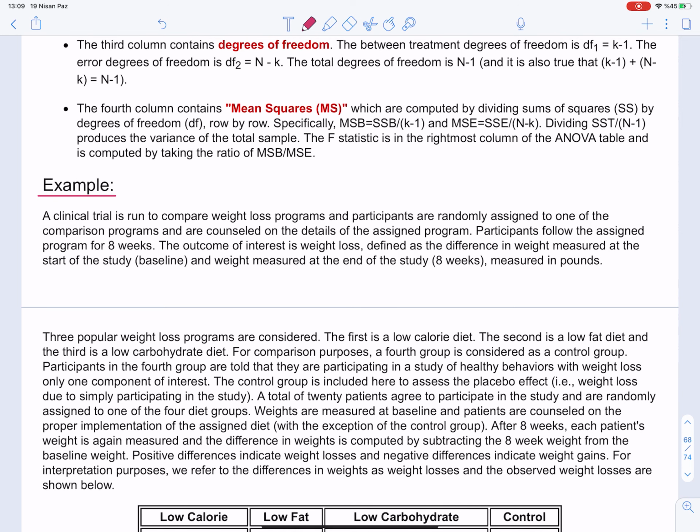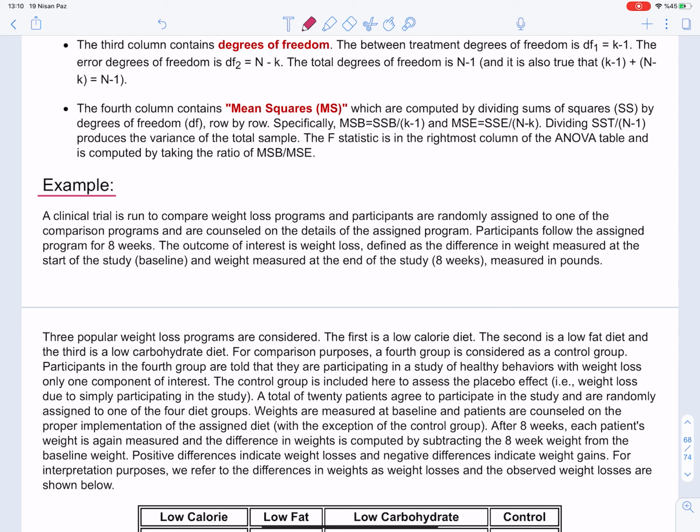Although it's not related to biostatistics, it's not business statistics. It's more like a biostatistics example, but it is a good example, and I am sure you will understand the ANOVA procedure in a different field of science. Let me read you this example.